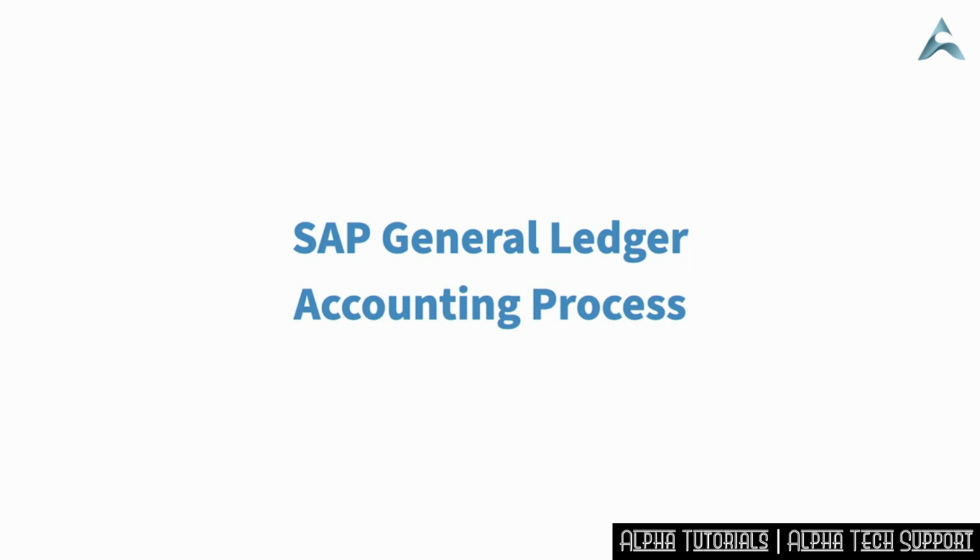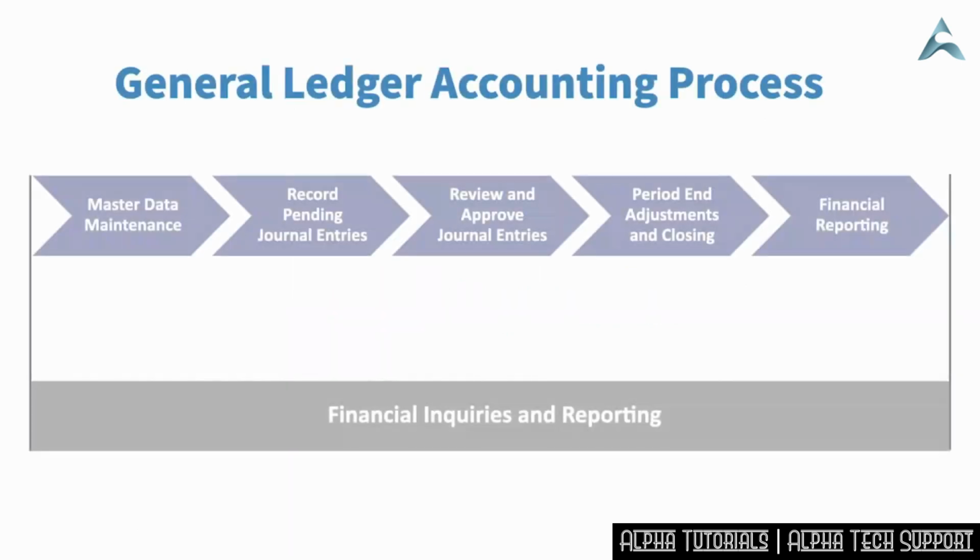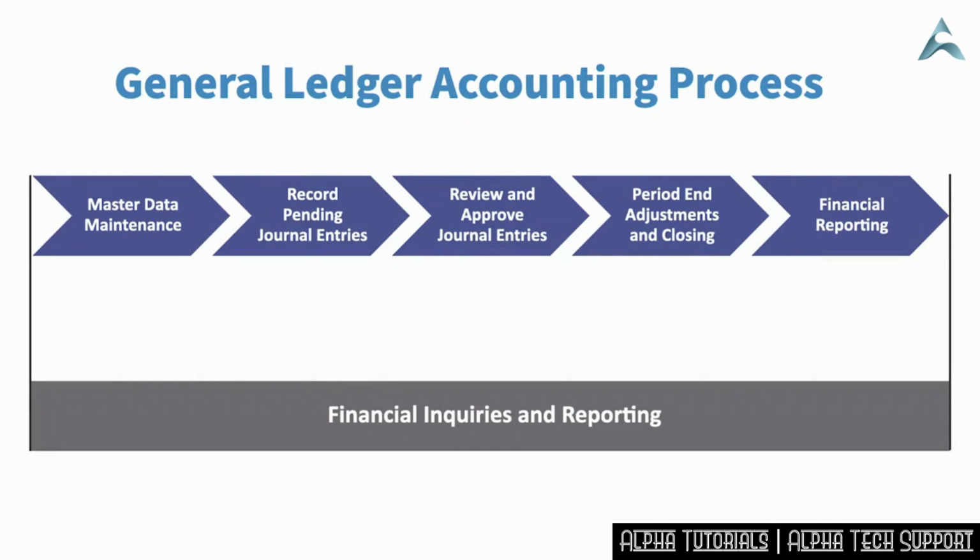Let's look now at the typical flow for general ledger accounting in SAP. Some companies using SAP can have very complex accounting processes, but at a high level, general ledger accounting contains these key elements. This flow is often referred to as the record to report process. The general ledger process starts by maintaining master data in the chart of accounts and in company codes. General ledger accounts can be added, changed, blocked, unblocked, or flagged to be deleted.